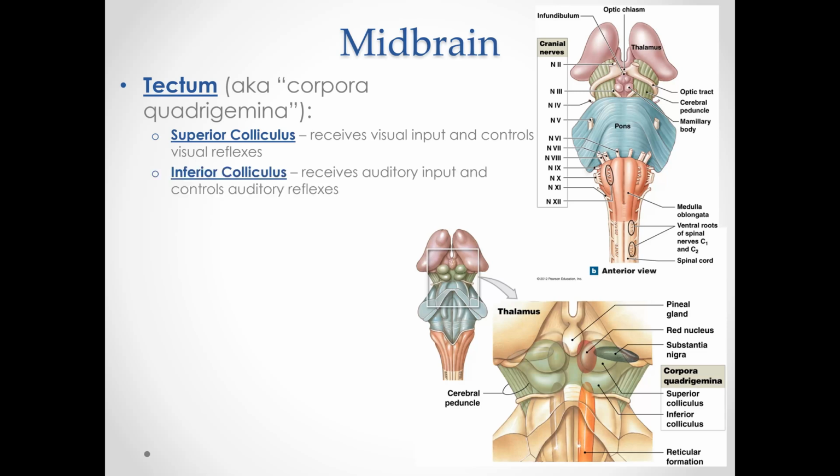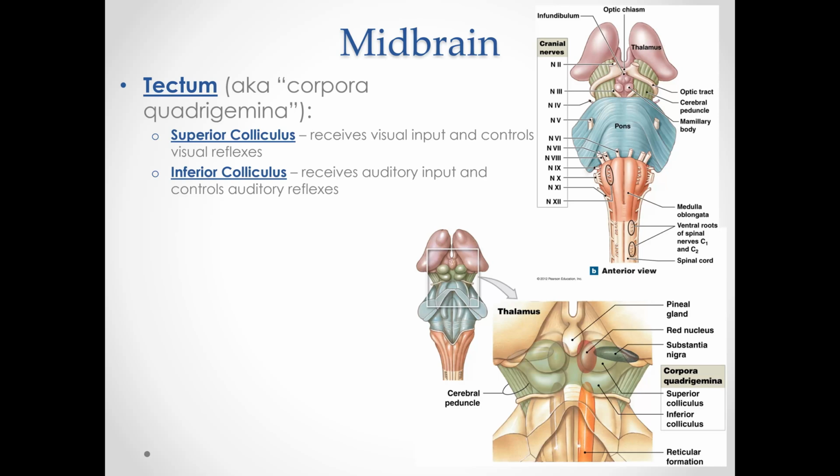Then the two little balls underneath, these are the inferior colliculi, and again, a singular one would be a colliculus. These receive auditory input and control your auditory reflexes. So like if you hear a loud sound and your head whips toward the sound before you can even think about it, that is your inferior colliculus, and that is an auditory reflex.